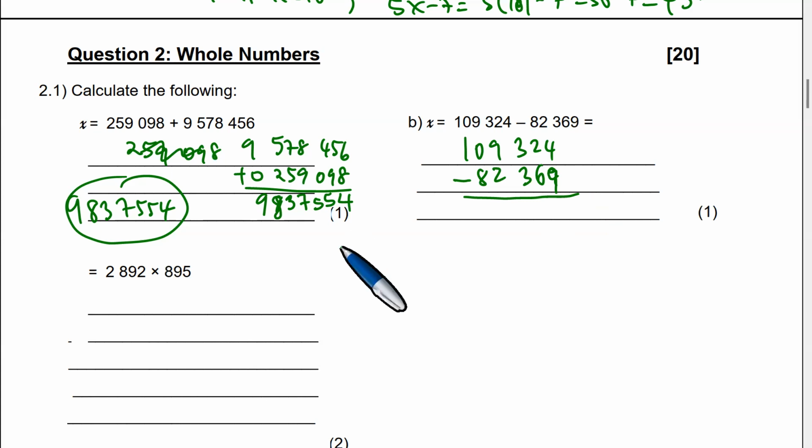Right, like I said, you need to borrow 1, making this a 14. 14 minus 9 is what? 5. It's a 5. Okay, we borrowed here, so we have a 1 here. But we can't say 1 minus 6 because it's going to bring a negative number. So we must borrow 1, making it 11. 11 minus 6 is what? 5.